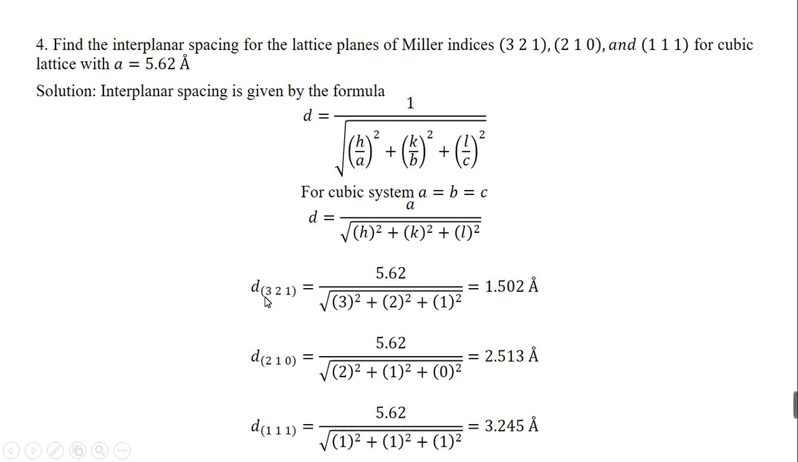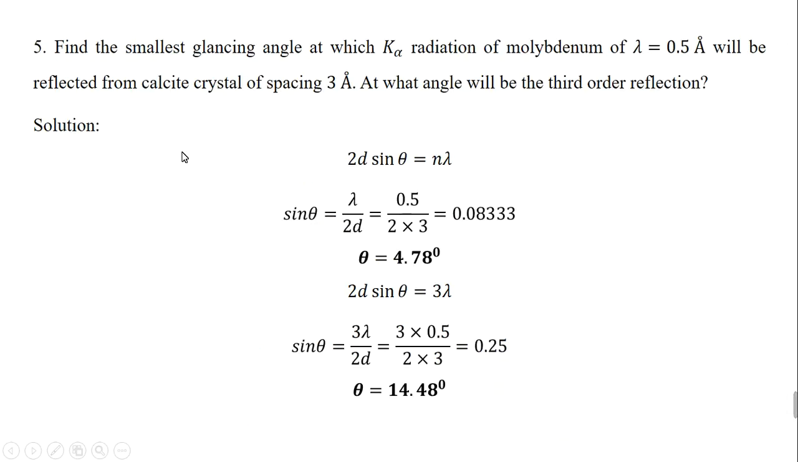So interplanar spacing of the plane 3, 2, 1. Here h is 3, k is 2, l is 1. 3 square plus 2 square plus 1 square. Do the calculation, you will get the answer like this. Similarly, you solve for the other 2 planes also, 210 and 111. You will get the corresponding answers as 2.513 angstrom, 3.245 angstroms. Okay, so next we shall move on to another problem.